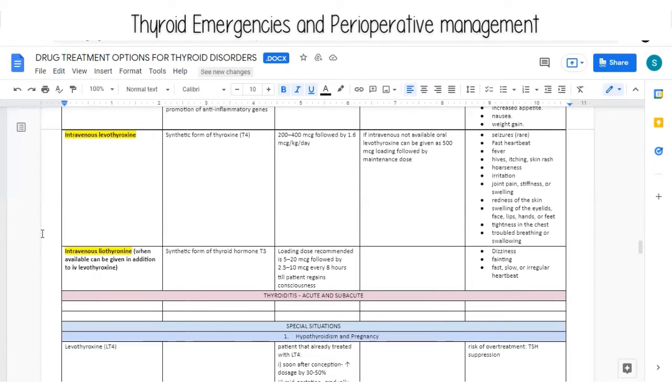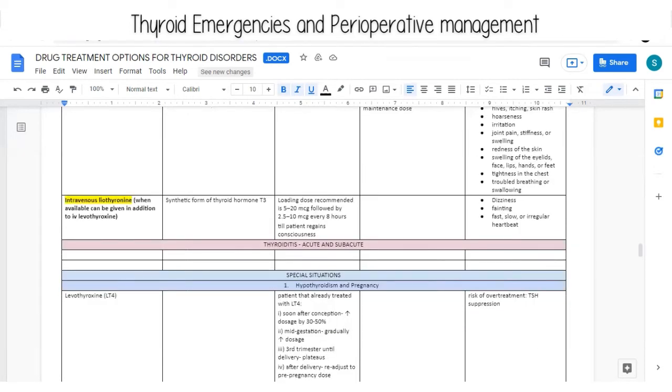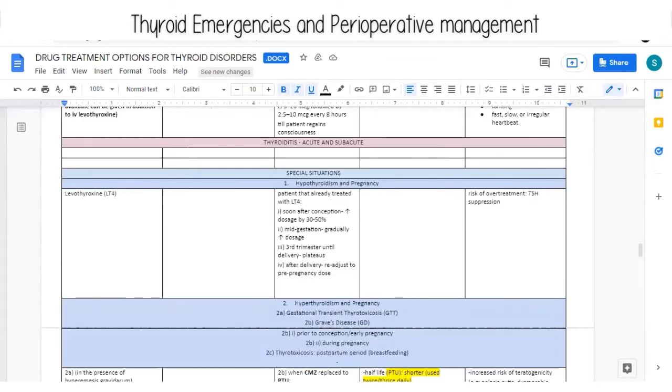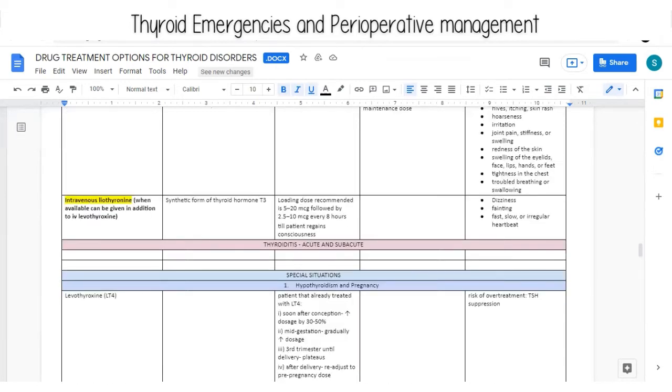Some of the adverse effects are seizures, fast heartbeat, fever, itching, skin rashes, hoarseness, redness of the skin, swelling of the eyelids, face, lips, hands or feet, and also tightness in the chest, and the last one is trouble breathing or swallowing. And the final one is intravenous liothyronine.